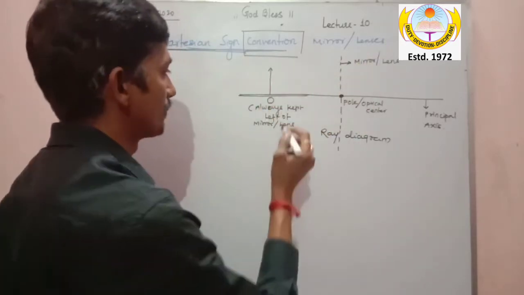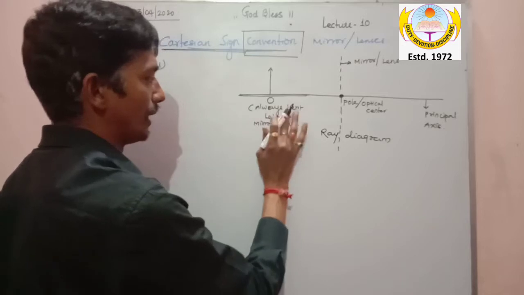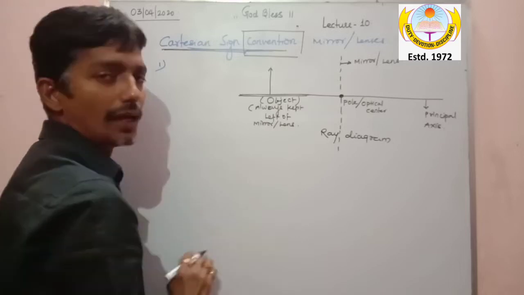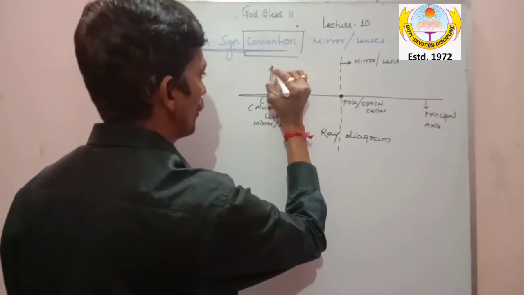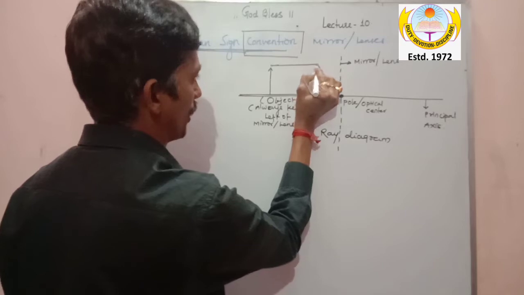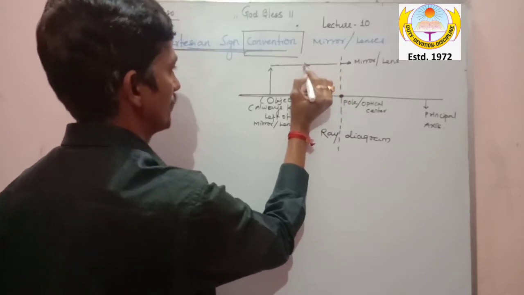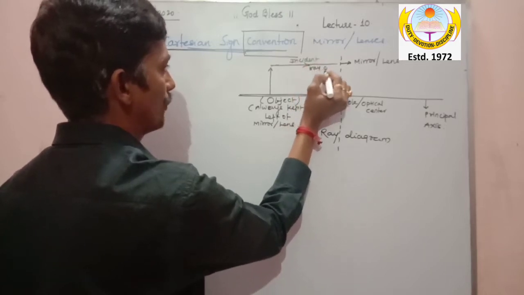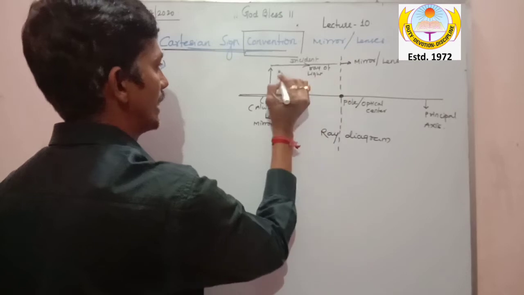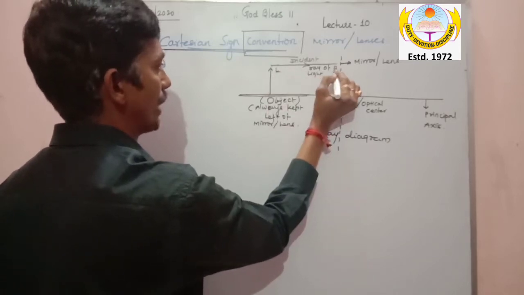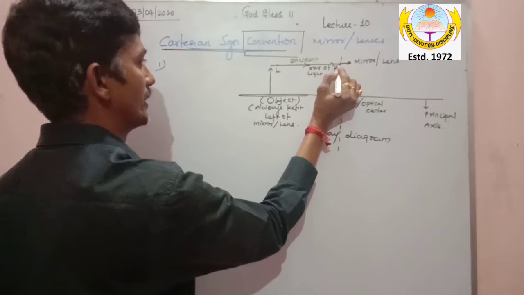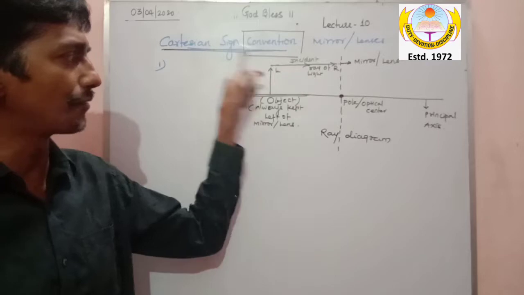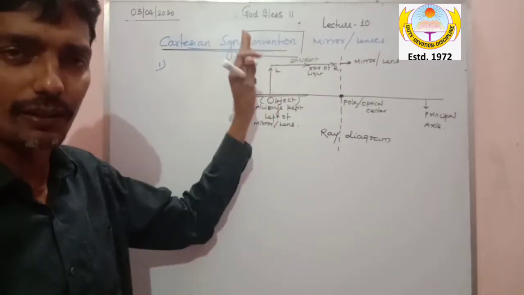Now let's proceed further. You know that this is the object. From the object, the ray of light will go from here to here. This is the direction of the incident ray of light, that is from left to right. You can see your incident ray of light is going from left to right because the object is kept on the left side.